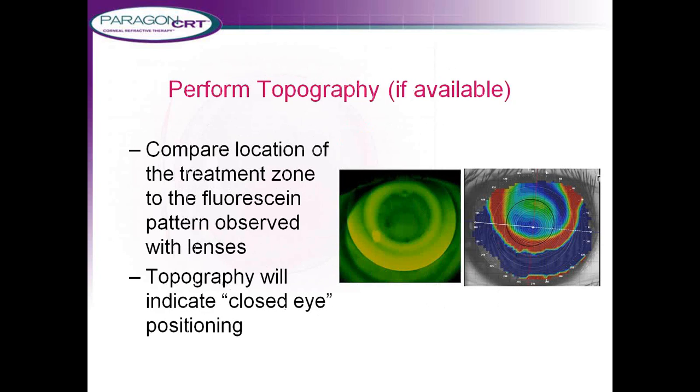Corneal topography is the best method of confirming the treatment position. There may be instances when the lens doesn't center properly in the open eye, but topography verifies the treatment is well centered in a closed eye.